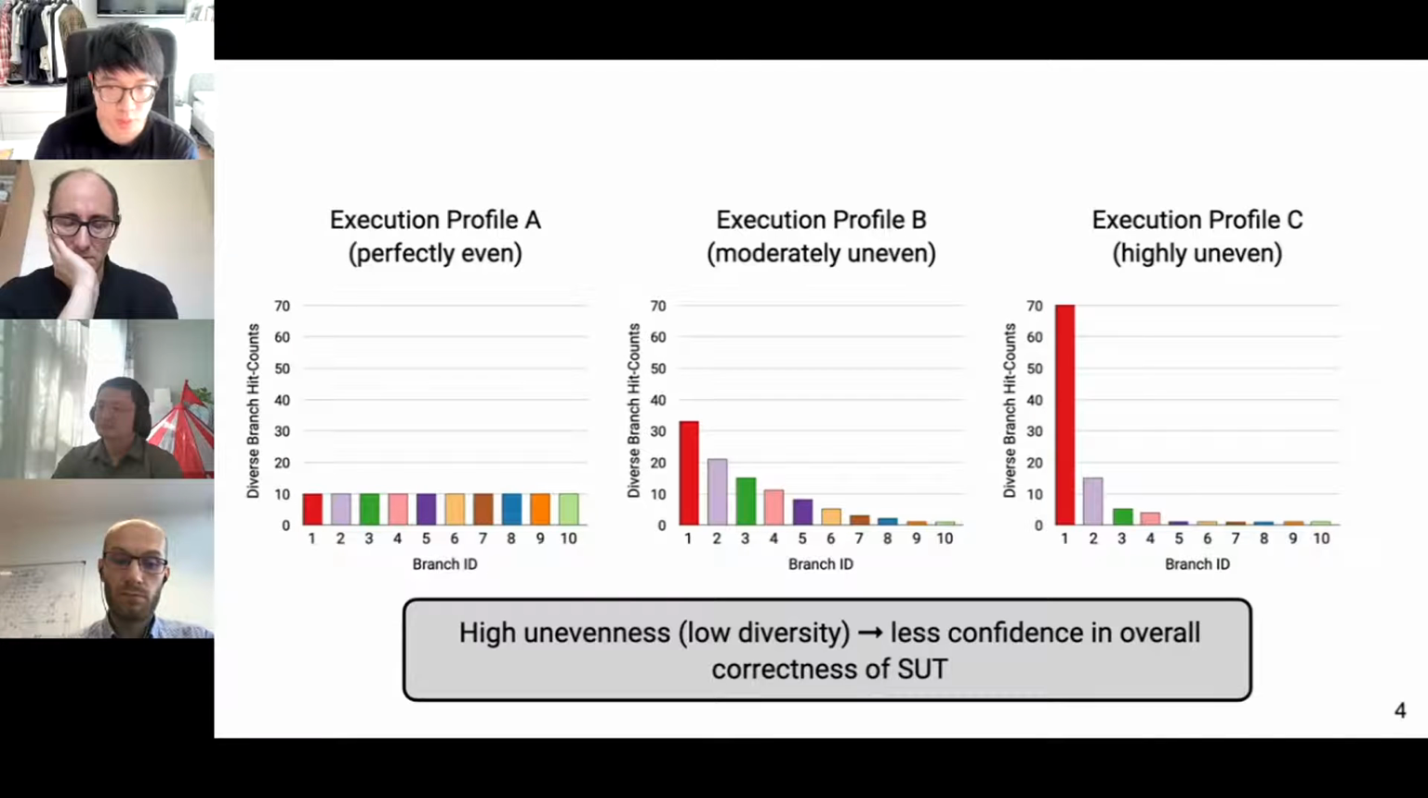This can be problematic because a high unevenness could indicate that most of the testing budget is wasted, exercising the same uninteresting behaviors over and over again, instead of distributing it over all branches in order to increase the confidence in the overall correctness of the system under test, and not only of specific behaviors.